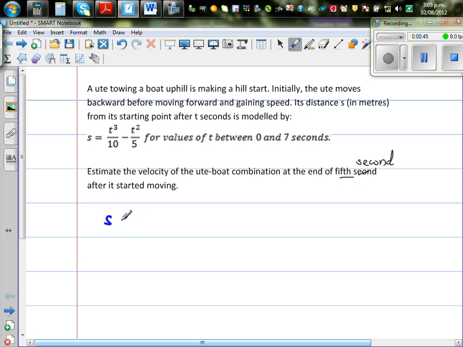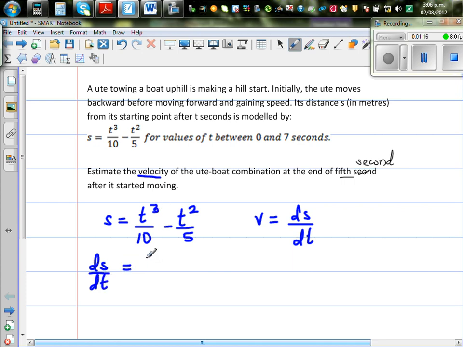S as a function of t is t cubed over 10 minus t squared over 5. So velocity is a derivative of your distance with respect to time. So velocity is ds by dt. Okay, so here you want to find the velocity, so you have to differentiate this function with respect to t. So ds by dt would be, for derivative you drop the power down, so that is 3t squared over 10 minus 2t over 5, just like that.